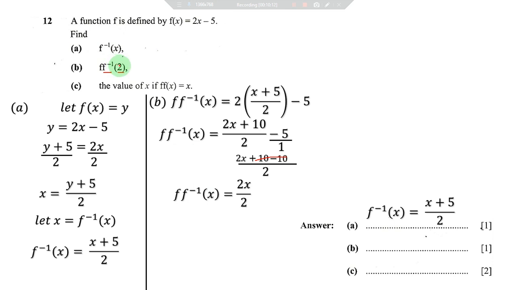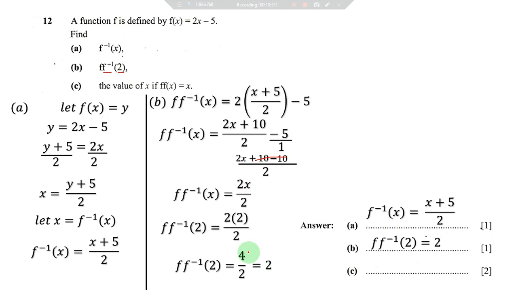Now we can substitute a 2, this number which is in the brackets, on the function where there is x. Okay, so we have 2 times 2 divided by 2. 2 times 2 is a 4, divided by 2, we have a 2. So f of f inverse of 2, the answer is a 2. Okay, write it down. We go to the next.